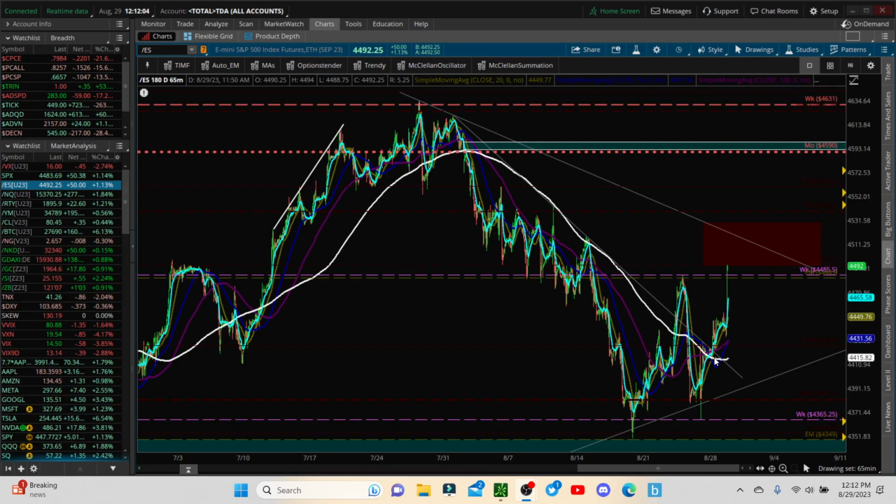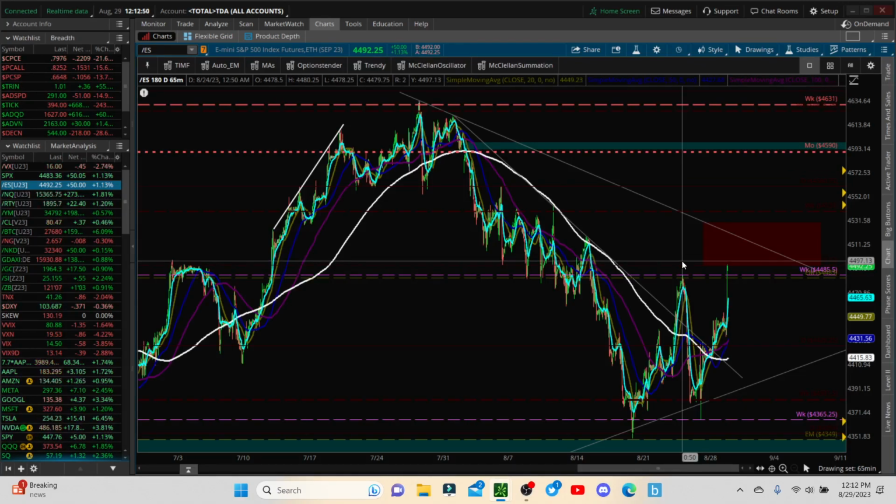And now we're looking for our impulse wave to the upside. Now, I don't really think this is complete. We're just now hitting the bottom of this box. I showed this in the weekend video. This box here is just the minimum. It's our minimum target. So we still have some long trades on. We have some calls.